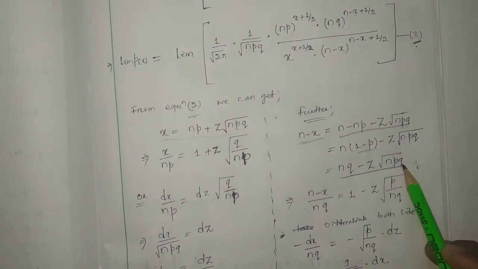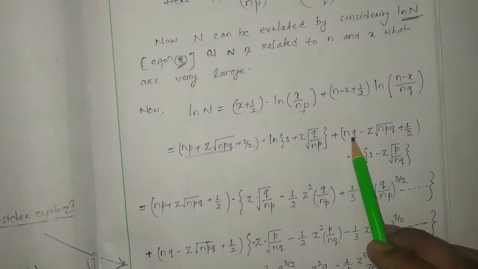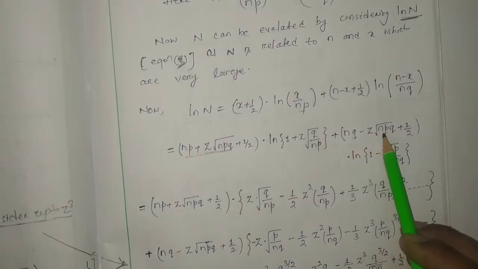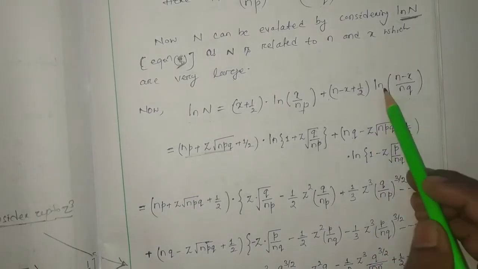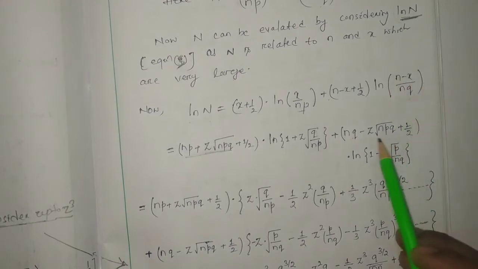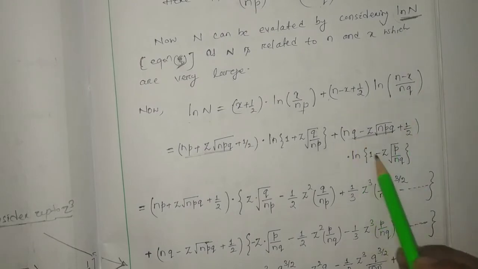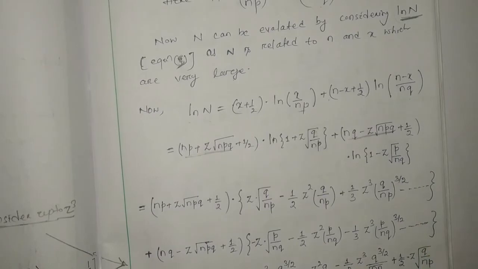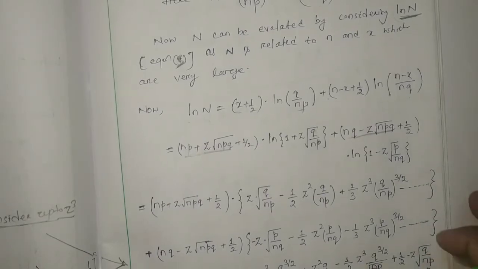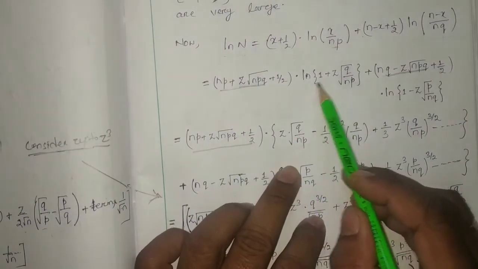I haven't substituted this well, nq minus z into root over of npq. So nq minus z into root over of npq plus 1 by 2, as such it has been written over here, and ln of n minus x is considered to be this one divided by nq. So this will be 1 minus z into root over of p by nq. Now here we kept this term as such into this one, ln of 1 plus x.